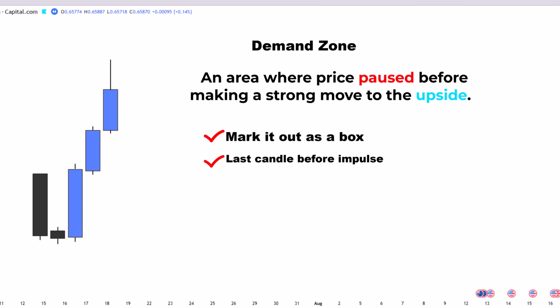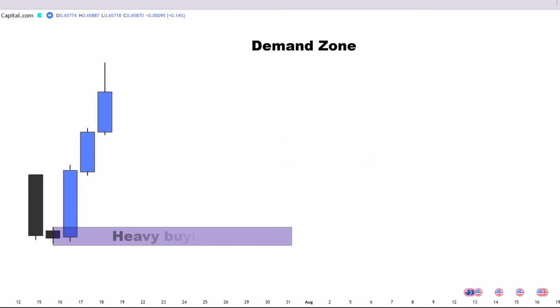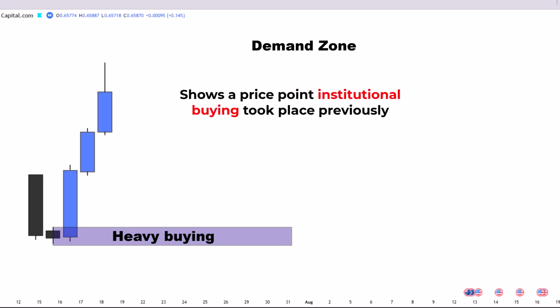So what am I looking for? I am looking for a candle that is moving sideways, maybe with wicks on both sides, not doing too much, and then right after that, price pushes up aggressively. That is important because what that is showing you is that heavy buying likely took place there before. Big money stepped in. Institutions placed large orders there. That is why price did not just move up slowly. It left that area with force. And that is what a demand zone is really telling you.